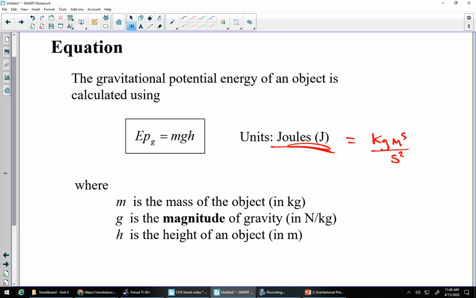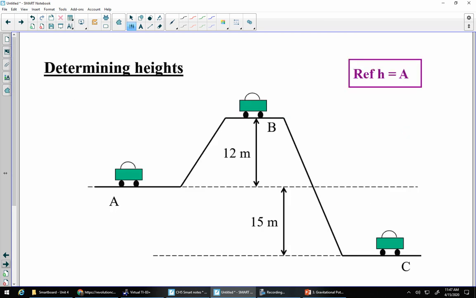Some things to note with this formula. Mass is a scalar, obviously. Gravitational field strength or acceleration due to gravity in newtons per kilogram or meters per second squared. It's the magnitude only, so we're not including any direction there at all with our gravitational field strength. And then h, sorry, is the height of the object, also a scalar, so no directions there whatsoever.